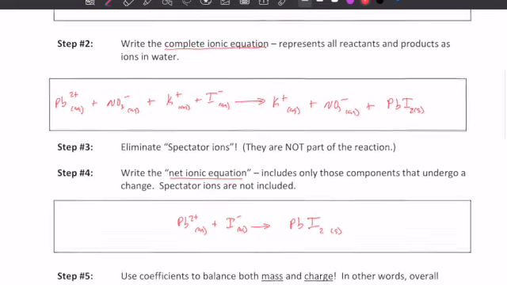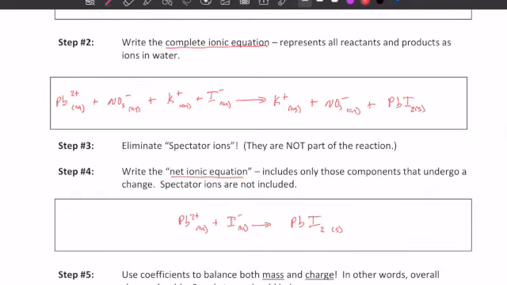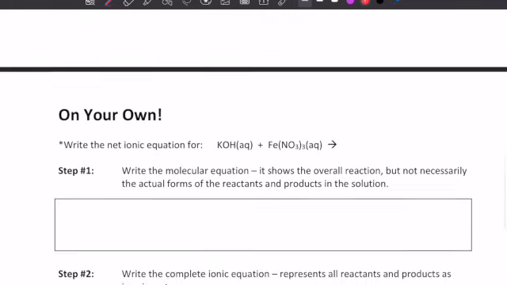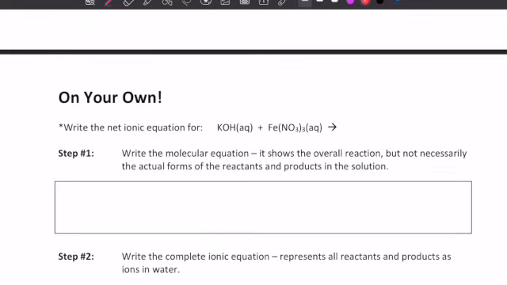Now, our last step says use the coefficients to balance both mass and charge. In other words, overall charge should equal 0 and atoms should be balanced. So we're really going to just put a coefficient here. For every one lead 2 and 2 iodides, we make one lead 2 iodide. On the back of this is another one for you to try. Why don't we take a second here, and you can try this one.